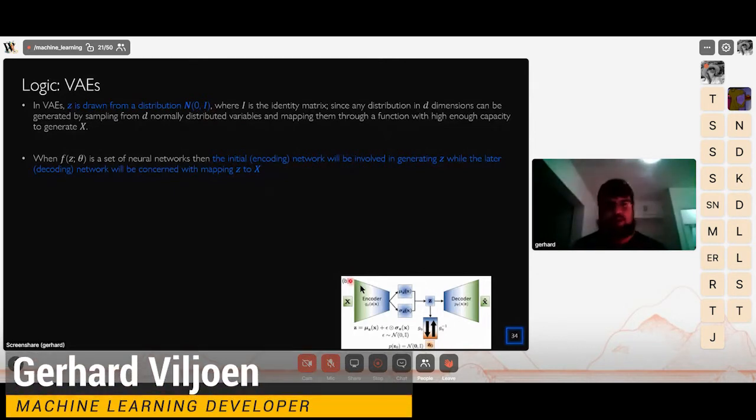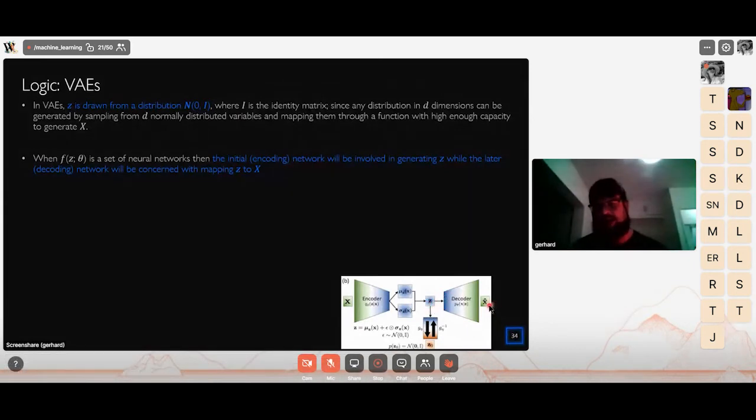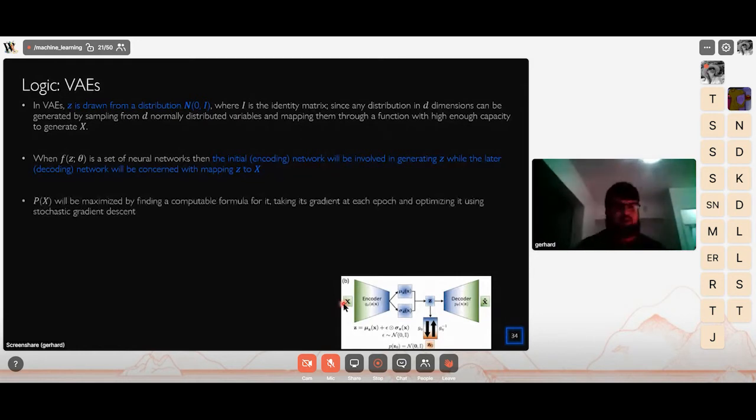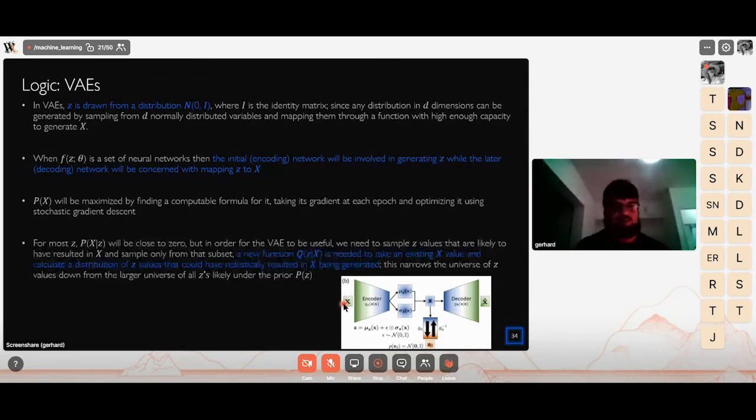So in a VAE, your Z is from the standard normal distribution, and essentially the f of z of theta is a set of neural networks where the initial encoding neural network will be involved in generating the Z variable, and the later decoding network will be tasked with mapping from the Z back to X hat, which is trying to be as similar as possible to X. So we're trying to maximize the probability of P of X, but trying to find a computable formula for it. And then obviously we do stochastic gradient descent to optimize the parameters of that neural network.